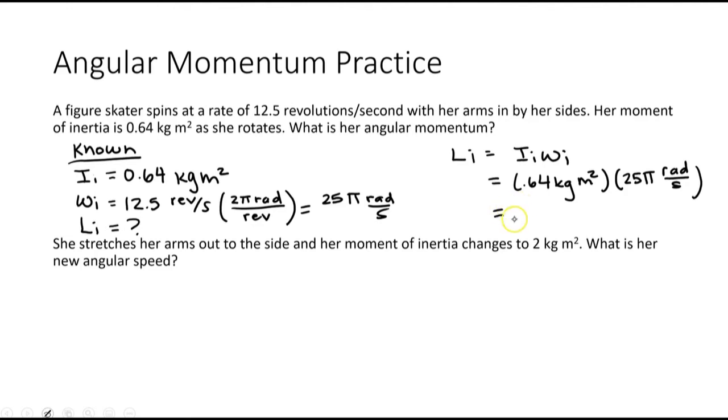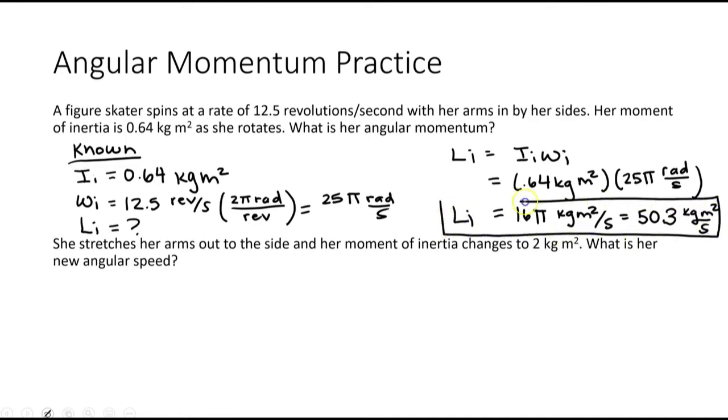16 pi kilograms meters squared per second. Or if you want to multiply the pi in, I got 50.3. It rounds up, 50.3 kilograms meters squared per second. Okay, so that would be my momentum here in the initial case where her arms are in by her sides.